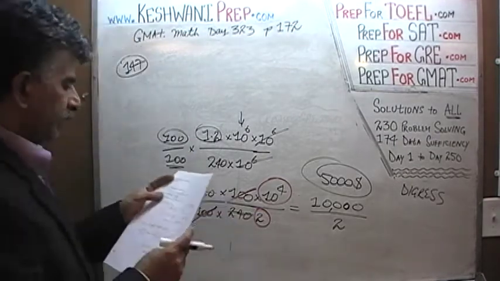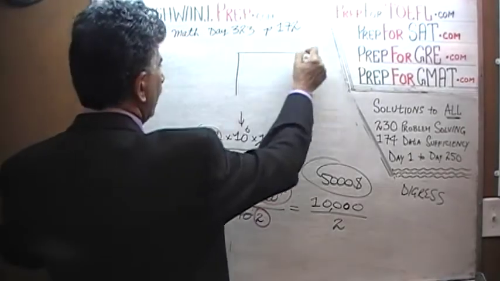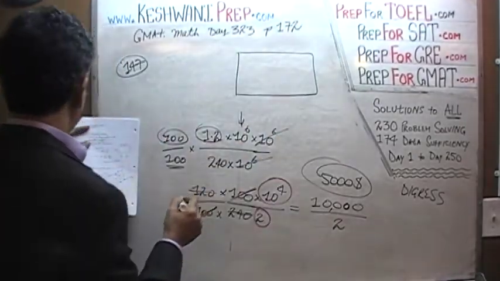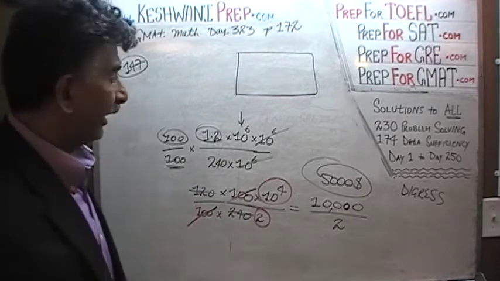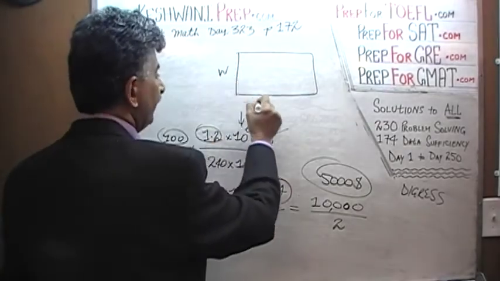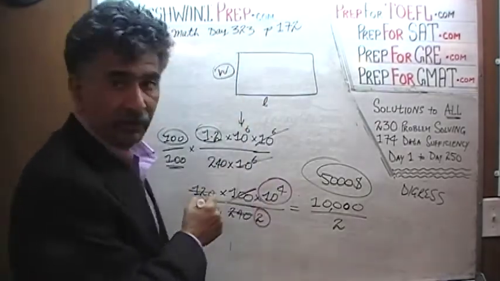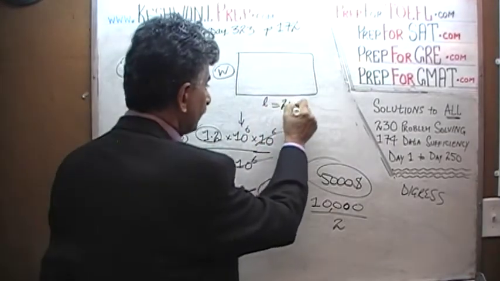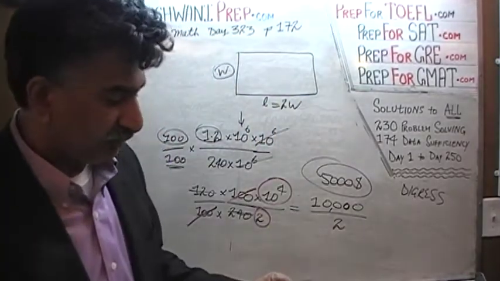It says that we have a rectangular window. We are told that it is twice as long as it is wide. So whatever the width is, the length is 2 times the width.